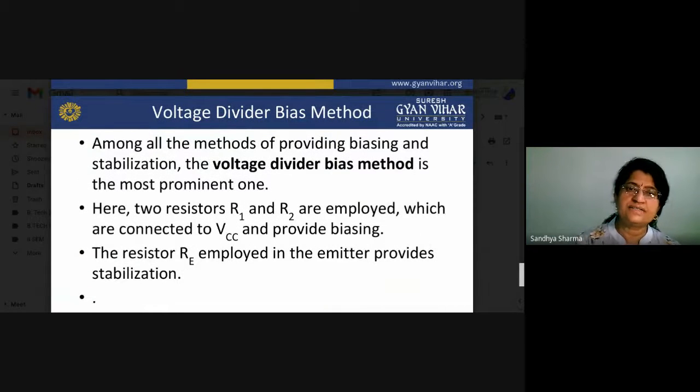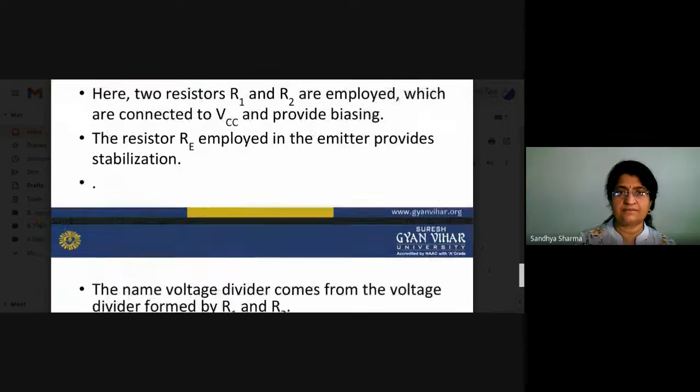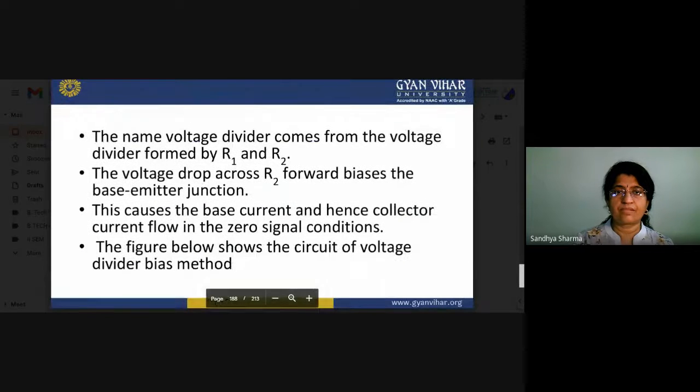Now we will see the voltage divider bias method. Among all the methods of providing the biasing and stabilization, the voltage divider bias method is most prominent. Two resistors R1 and R2 are employed, which are connected to the VCC and provide the biasing. The resistor RE employed in the emitter provides the stabilization. The name voltage divider comes from the voltage divider formed by R1 and R2. The voltage drop across R2 forward biases the base to emitter junction, and this causes the base current and hence collector current to flow in the zero signal condition.